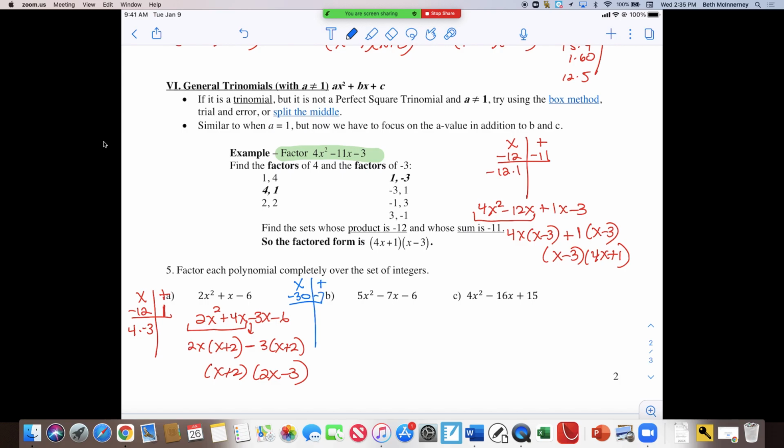Letter B, you're looking for two numbers that multiply to negative 30 but add to negative 7. Can somebody give me the magic pair that would work if you're doing it this way? Good job. Negative 10 and positive 3. So I'm going to go 5x squared minus 10x plus 3x minus 6.